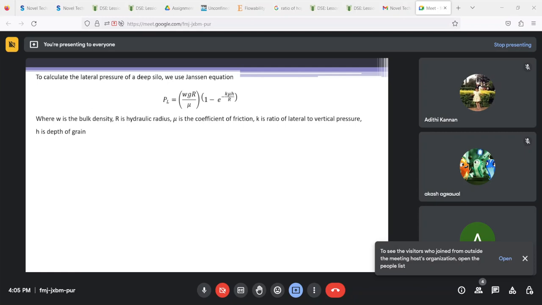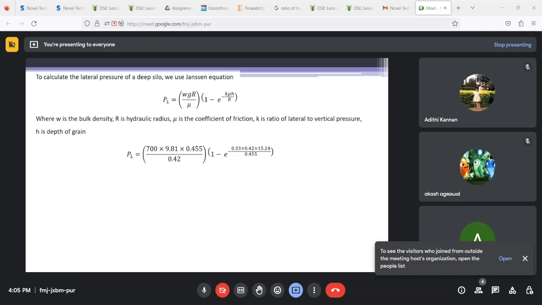So we have all the parameters given in the question itself. We have the bulk density given. We calculated the hydraulic radius. The coefficient of friction mu is given in the question. K, that is the ratio of the lateral to the vertical pressure, is also given. The height or the depth of the grain is also given. So it is just plain substitution that we are looking at here.